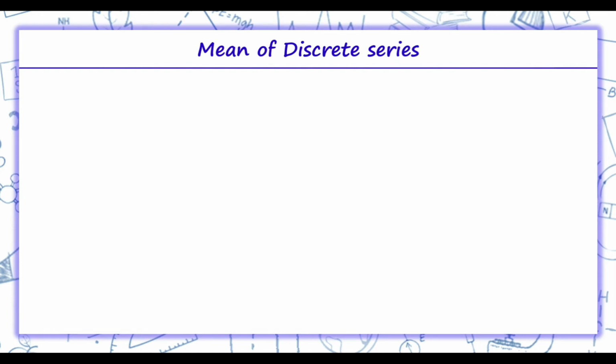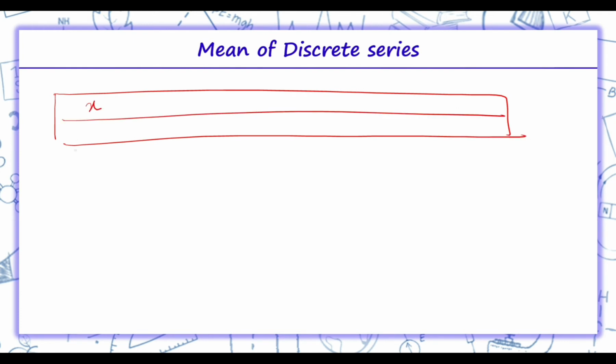Now coming on to mean of discrete series. What is a discrete series? Discrete series is a series in which we are provided with x, and along with that x, a frequency. Like I am provided with the marks of students: 45 marks scored by 5 students. Similarly 50 marks scored by 10 students, 40 marks scored by again 5 students, 30 marks scored by 8 students, 20 marks scored by 16 students. So this type of series is a discrete series.